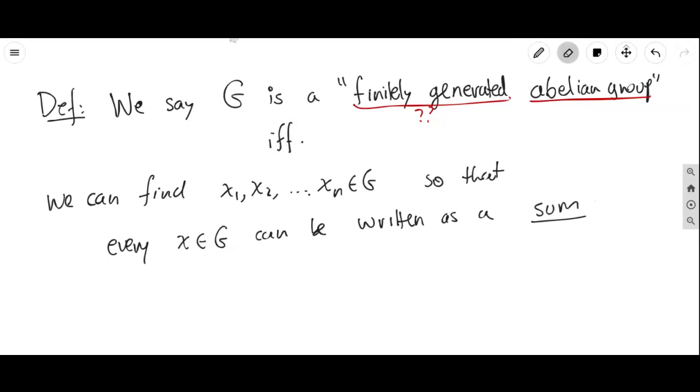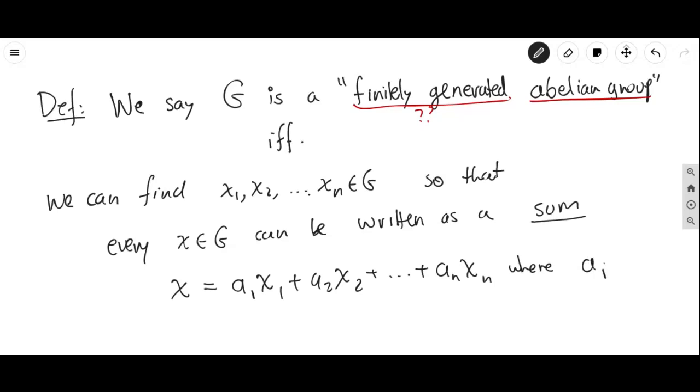So that's why we're suddenly using sums. It's just a convention. So we can write it as a sum. It's coefficients. So a1x1 plus a2x2 plus a(n)xn, where the coefficients are integers. Okay, those are integer coefficients.